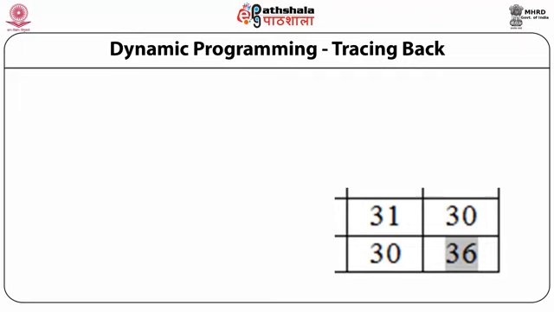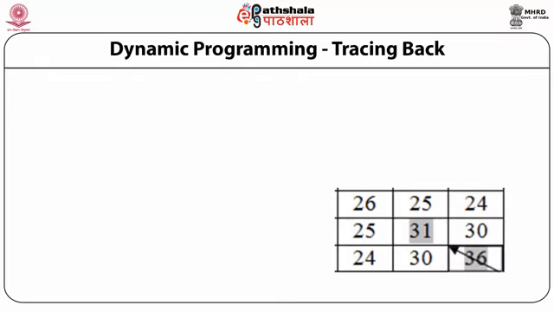However, in the present case, the maximum number among the three is 31 in the diagonally upper left cell. Therefore, an arrow from the lower right corner of the current cell with the number 36 is started and ended with the lower right corner of the diagonally upper left cell with number 31.